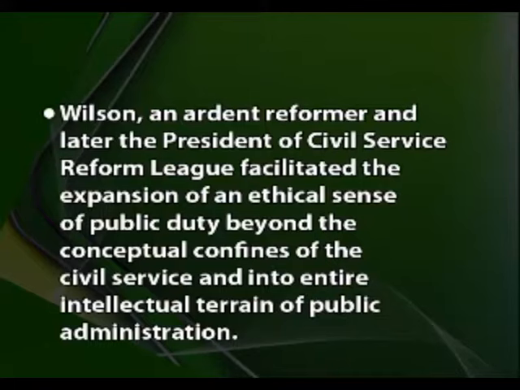Wilson, an ardent reformer and later the president of the Civil Service Reform League, facilitated the expansion of an ethical sense of public duty beyond the conceptual confines of the civil service and into the entire intellectual terrain of public administration.